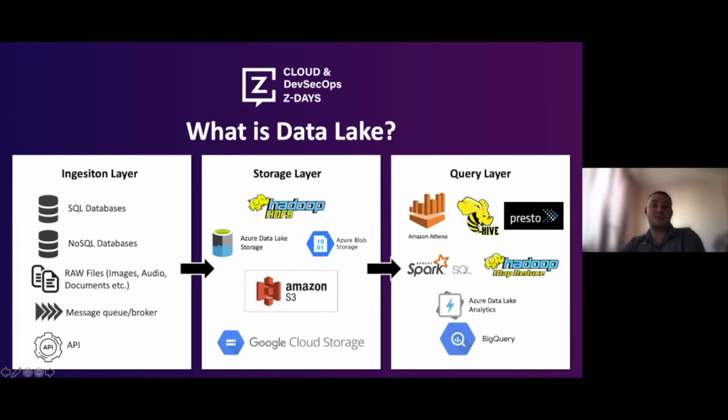In Amazon, we have Athena, which is built on top of Presto, so it uses Presto underneath, and it is also a good service. Then we have Spark SQL, which can also be used to get this data from your data lake storage. In Azure, we have Data Lake Analytics, and in Google, we have BigQuery. I will explain what tools you can specifically use in each of the public clouds a little bit later.